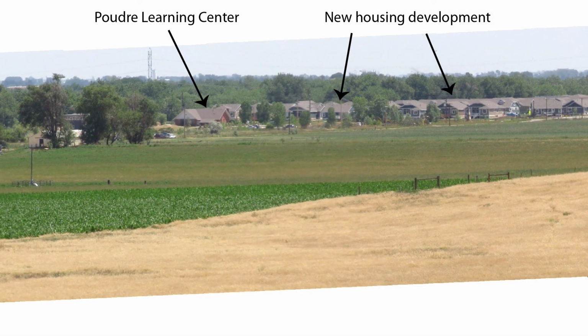And then on the right side of that photo mosaic is the Poudre Learning Center for reference. And then you can see to the right of that, there's a new housing development. And those houses have been built up a little bit higher than the elevation of the floodplain. However, we discussed how floodplains are potentially on a yearly basis the site of flooding. And so it's certainly a concern for this new housing development that it was placed in the floodplain.